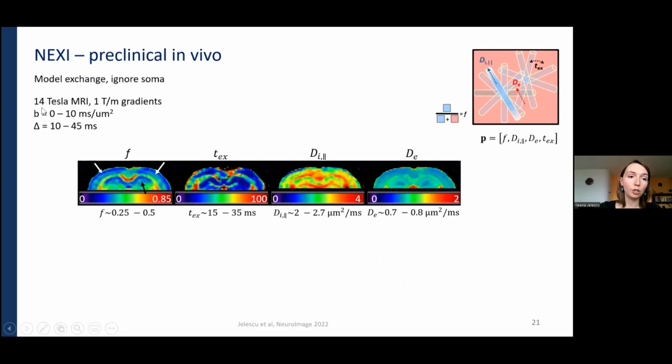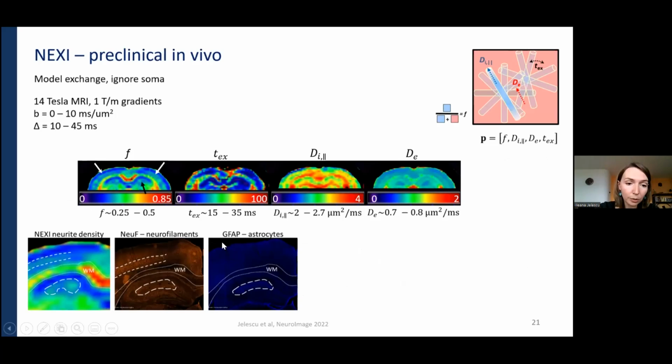So we've done such an acquisition protocol with multiple B values and diffusion times preclinically in the rat brain in vivo, and we get very reasonable estimates of these NEXI model parameters in terms of parametric maps. We've also done some qualitative comparison with histology, and we find that the NEXI neurite density pattern across cortical layers here agrees with the one we get from neurofilament staining. However, in the hippocampus here, we get a pattern that resembles most of the concentration of astrocytes. So it may be that what we call neurites are actually also glial processes in certain parts of the brain. So we are not that specific to cell types, we're just specific to certain geometries.